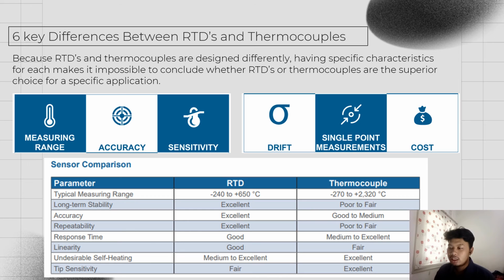And the sixth factor is cost. When it comes to cost, thermocouples are generally less expensive than RTD sensors, as most thermocouples cost between half to one-third of an RTD.